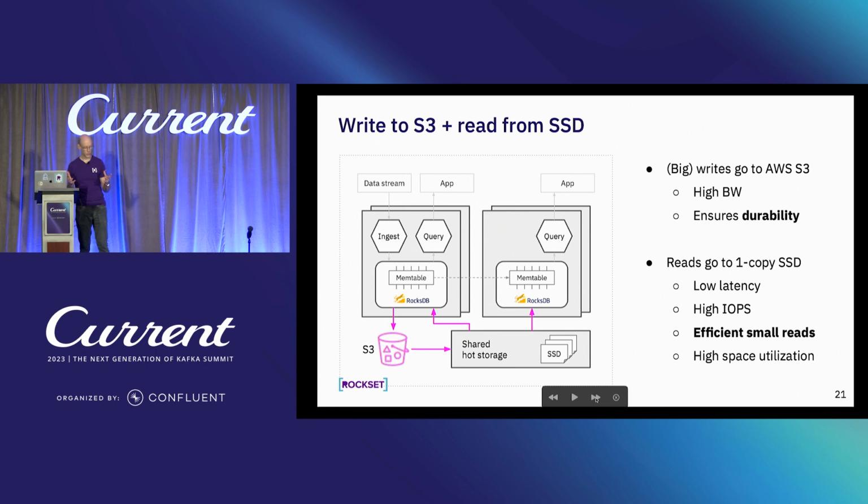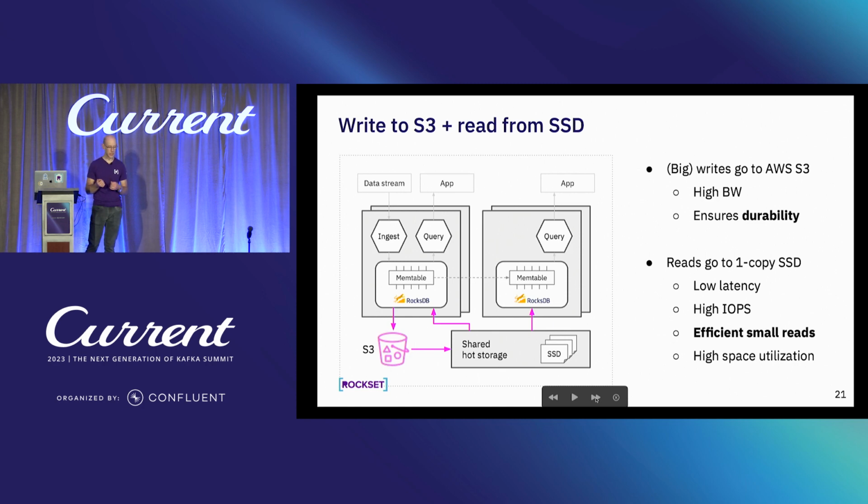So the overall architecture ends up looking something like this. When we want to flush a memtable, we put that object into S3. That gives us durability. And then we download it into this shared hot storage layer. Once we've done that, we can efficiently do small reads using gRPC, a kind of bespoke thing. Because it's our own thing, we get to implement a fat client, which means we get fewer hops and better availability than we would get if we had to expose this as a simple client.